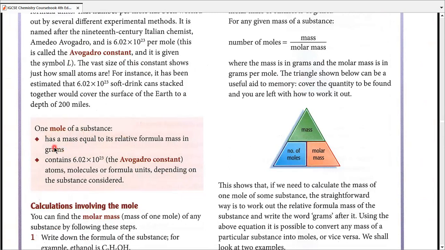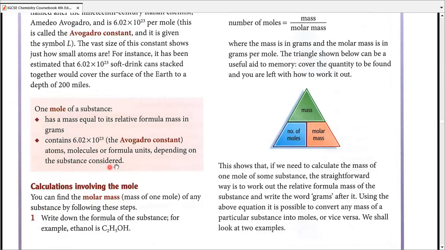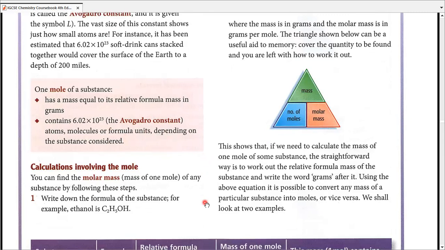If mole comes as a definition, which it has, in past 10 years papers, you're going to find 2 to 3 questions asking simply to define mole. Then the second point in this pink portion: 1 mole of the substance contains 6.02 × 10^23, which is, by the way, the Avogadro's constant, number of atoms, molecules, formula units, maybe ions, whatever species we're talking about, depending upon the substance considered, that would be 1 mole. Okay, so that's how you define mole.